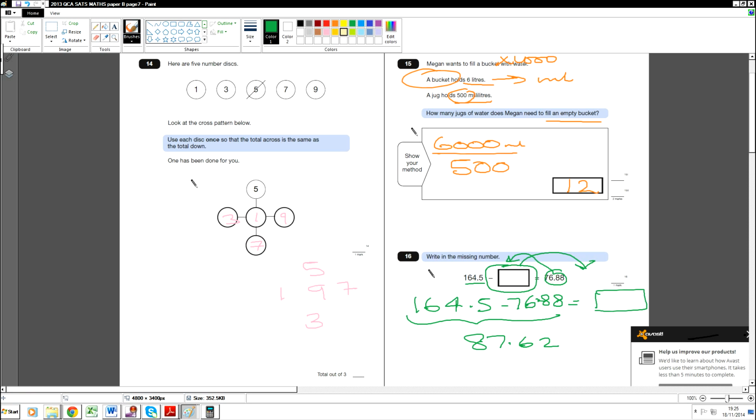87.62. We don't say 62 after the point, because that's incorrect. You don't pronounce it as the tens or stuff. So the answer that goes here is 87.62. That's our answer, and that's the end of that question.